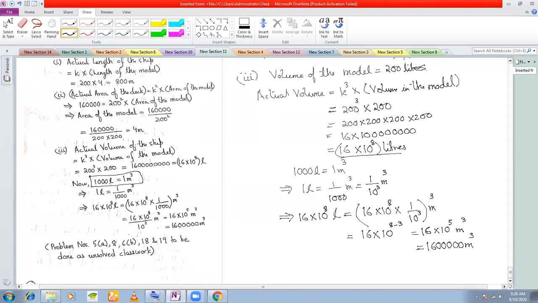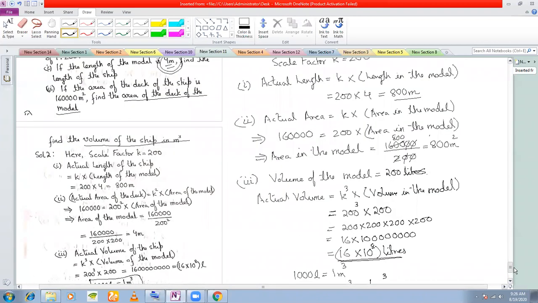Now see, the actual volume we have got is 16 into 10 to the power of 8. We have got it in liters. But the question here is: find the volume of the ship in meter cube. That is the question.